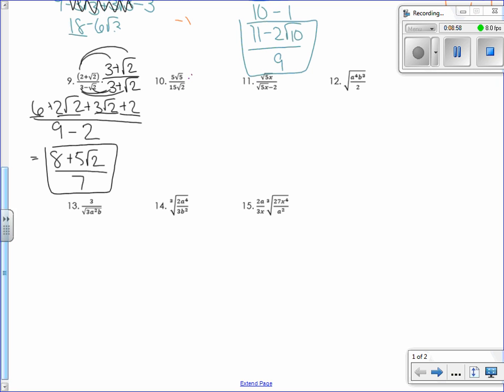For number 10, we'll multiply top and bottom by the square root of 2 over the square root of 2. So this is going to give me 5 times the square root of 10 all over 15 times 2. So I get 5 square root of 10 over 30, but this cancels because 5 goes into 30 6 times. So I'm left with the square root of 10 over 6.